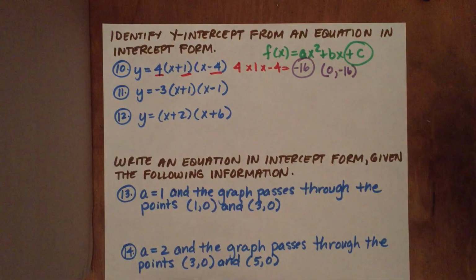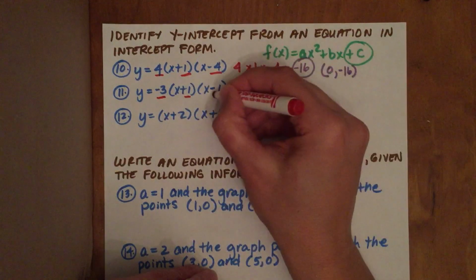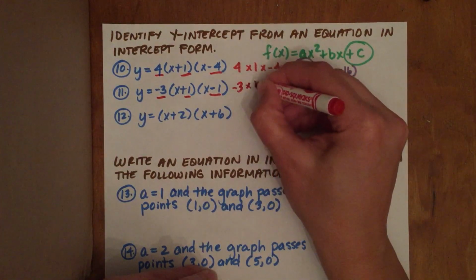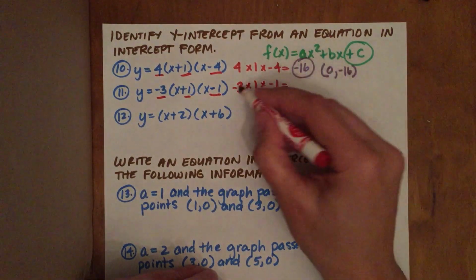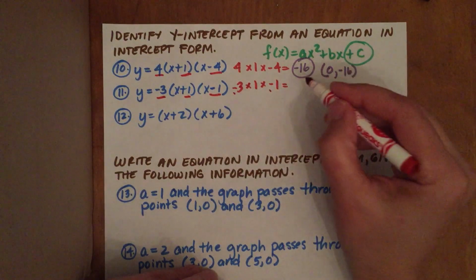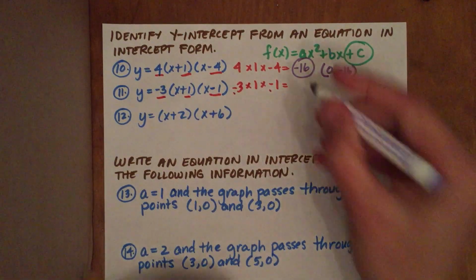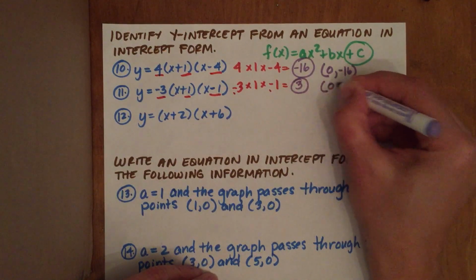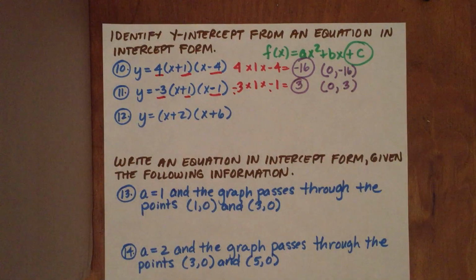So let's look at the next one. The next one we have negative 3 times 1 times negative 1. When I multiply those together, I have a negative and a negative, which makes a positive, times a positive. So the answer is going to be positive 3. So my y-intercept is at the x-coordinate 0, y-coordinate 3.